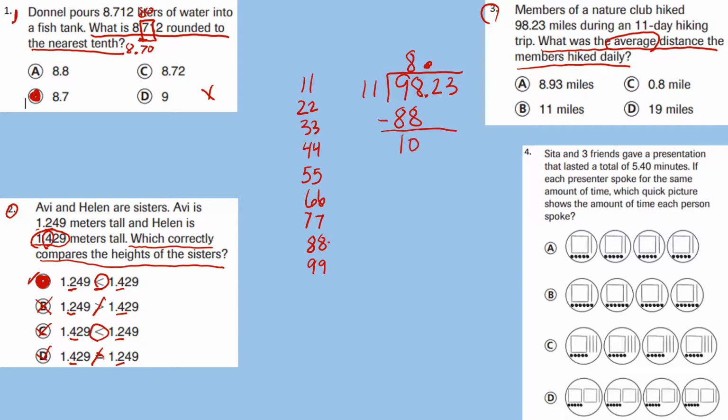I subtract, I get 10. 10 is less than 11, we're good. Bring down the 2. Rewrite my divisor. How many groups of 11 can I make from 102? Well, if I go down, 99 is small enough, so 9 groups. Subtract 102 minus 99, we get 3. 3 is less than 11. Bring down the 3. Rewrite my divisor. 11 goes into 33 3 times. 11 times 3 is 33. Subtract, I get 0. So the answer is 8 and 93 hundredths miles, A.